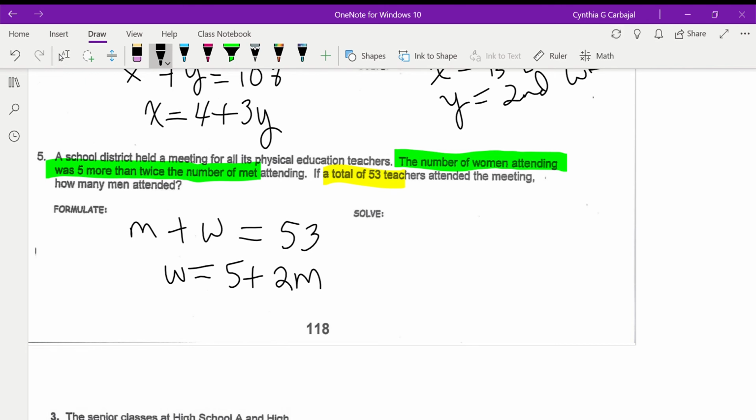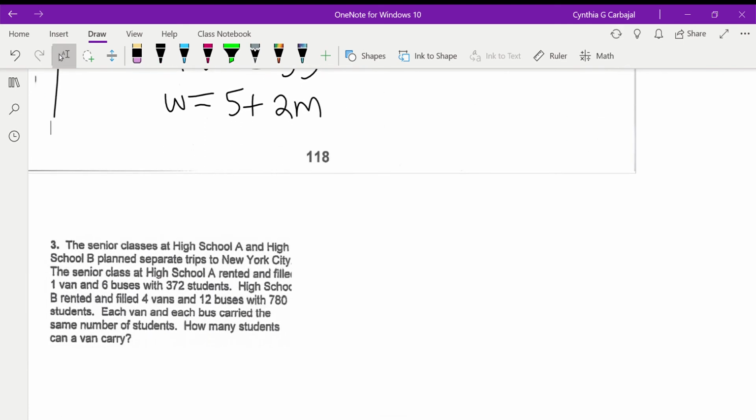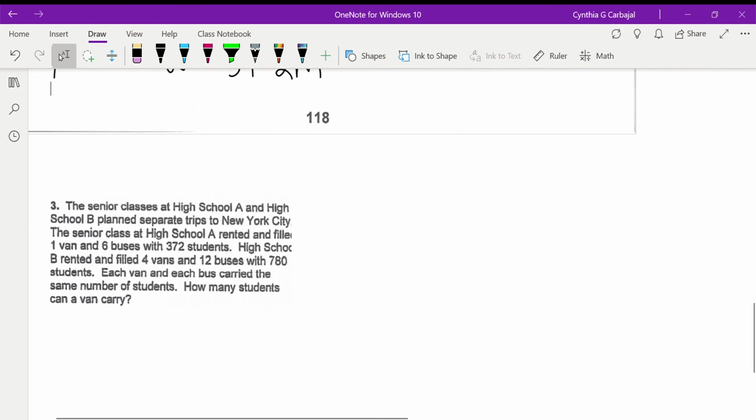Alright, and then the next one I'm going to work out, the numbers, ignore them, is a problem like this. It says the senior class at high school A and high school B plan separate trips to New York City. The senior class at high school A rented and filled 1 van and 6 buses with 372 students. High school B rented and filled 4 vans and 12 buses with 780 students. Each van and each bus carried the same number of students. How many students can a van carry?